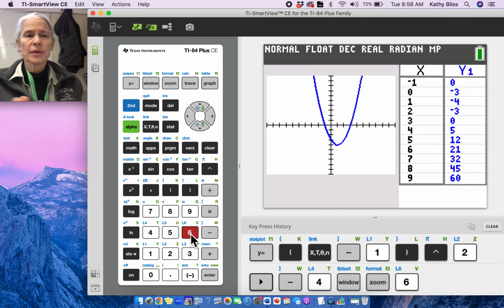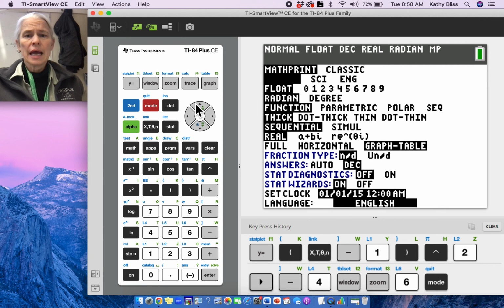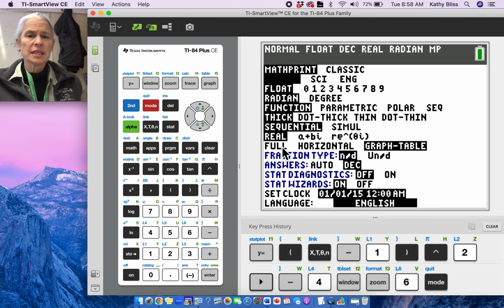Now I have it set up so I see a graph and a table, and you can do that if your calculator doesn't do that. If you go to mode and you scroll down, you can see here I have full, horizontal, or graph table. So graph table is what I have. If you have full, you're just going to see the graph.